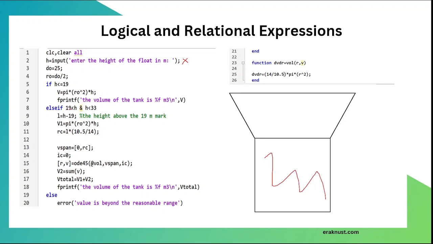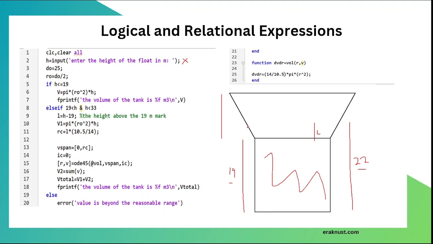Then if h is greater than 19 and h is less than 33, so 33 is the maximum height, but remember from here to here was 19 and then from here to here was 14, so the maximum height possible is 19 plus 14, which is 33. Then our L, remember we said L was equal to h minus 19. So if we are more than the 19 mark, let's say we are somewhere here, and this is maybe 22, right? The L value here is going to be the h, which is 22 minus 19, so that the L becomes 3, right?